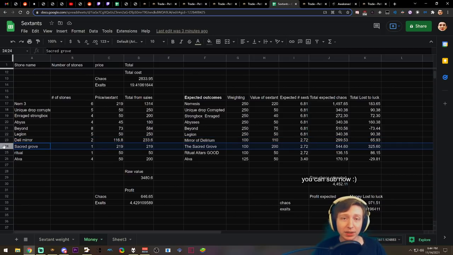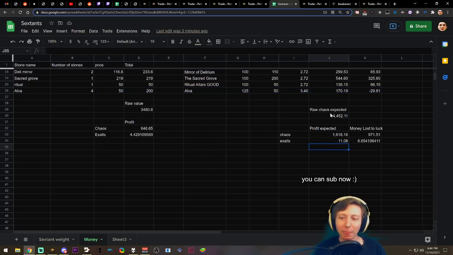I got pretty unlucky with the Sacred Grove, even with this amount of sextants. I was supposed to hit 2.7, leaning more towards 3. I did hit 1, so at least it wasn't 0. But I lost 300 chaos by having a small deviation of luck. Ritual, I lost 86. And then Elva, I got a little lucky, so I made like 30 chaos. The thing is, the total raw expected chaos is supposed to be 4,452.